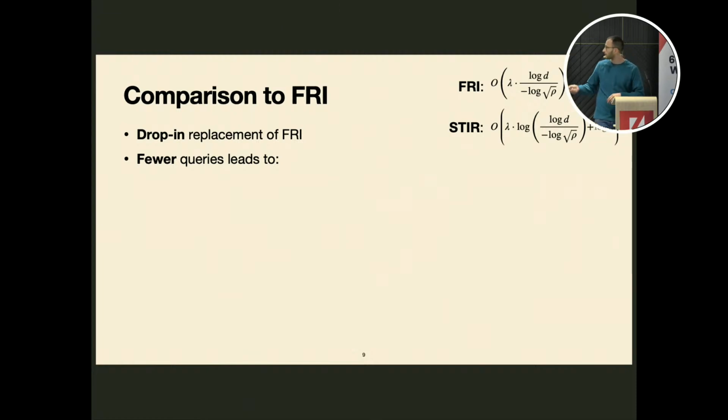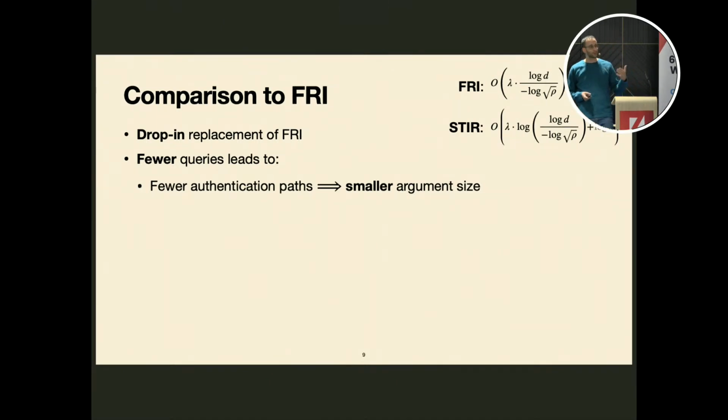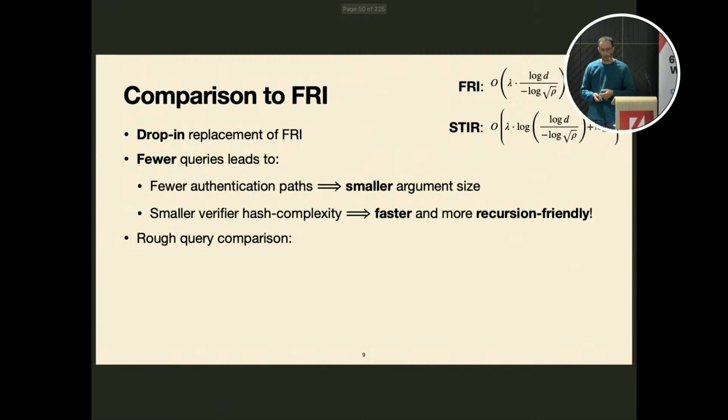We have fewer queries, and again, this is the comparison of the number of queries, and this leads to fewer authentication paths in the BCS compilation, which means a smaller argument size and also a smaller query complexity. So the verifier needs to verify all the authentication paths of the Merkle tree, and since you have fewer of them, you have much fewer hashes, okay? And once you have a lower hash complexity, it means that the verifier is faster and also more recursion friendly. So if you use the verifier in a recursive system to prove something about it, then it's much easier.